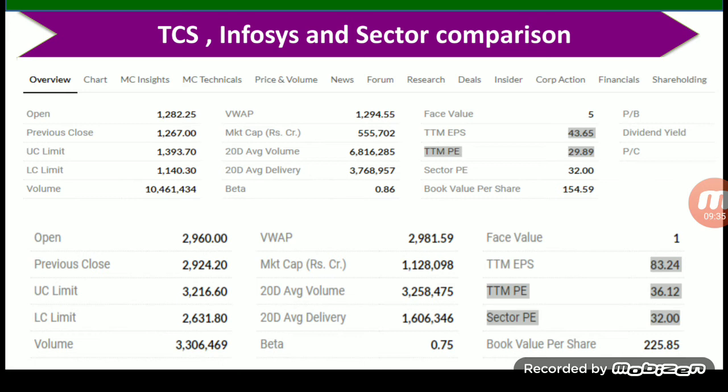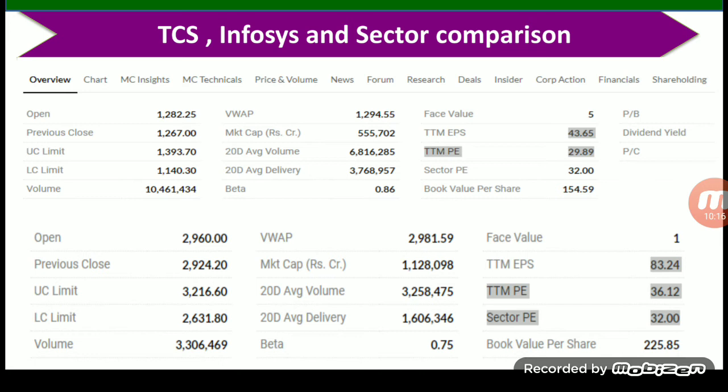So what is the P ratio of Infosys? It is 29.89. If you compare it with the sector P, meaning the industry P where this company belongs, in this case the IT sector, the P of the IT sector is 32. It means the P ratio of Infosys is less than the sector P, so it is below the industry average.